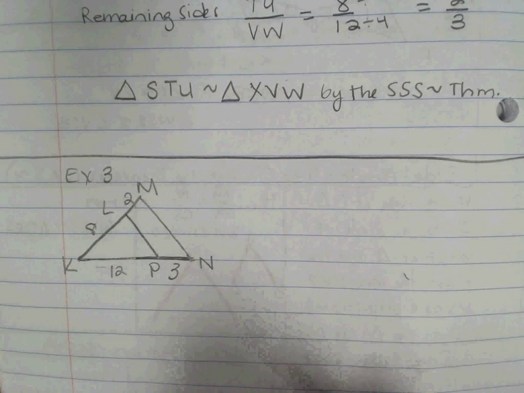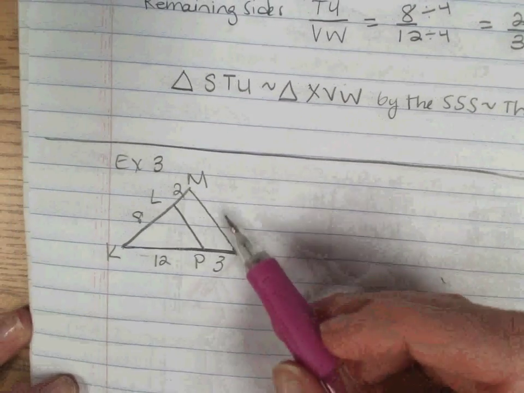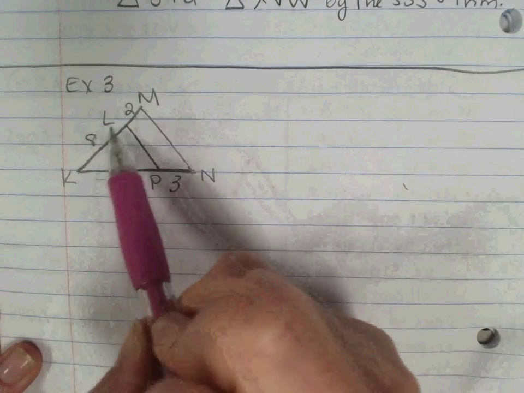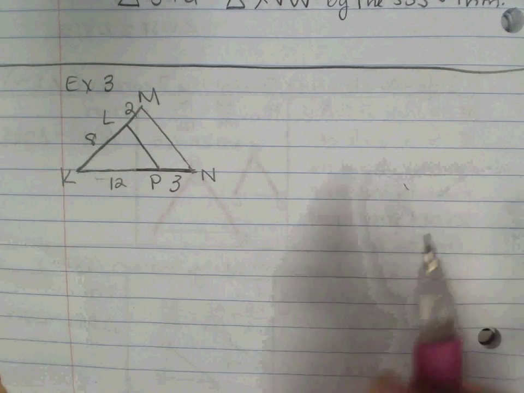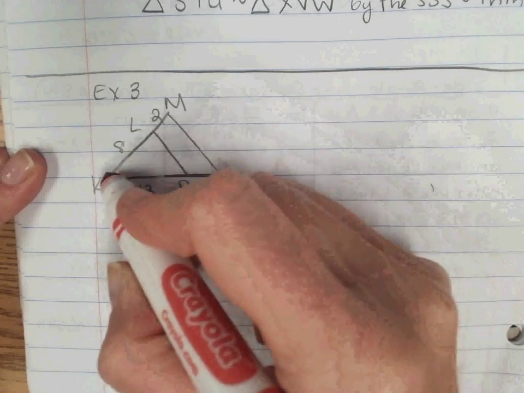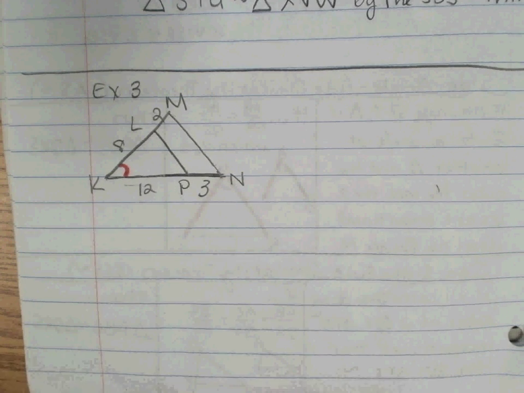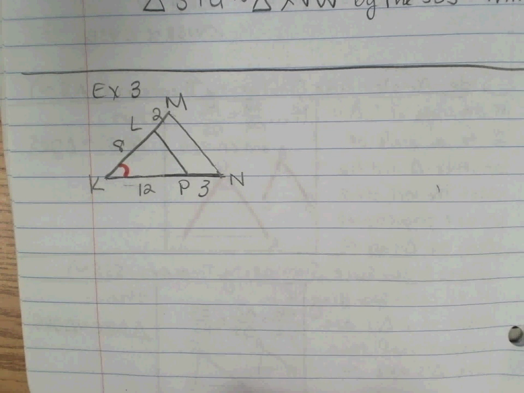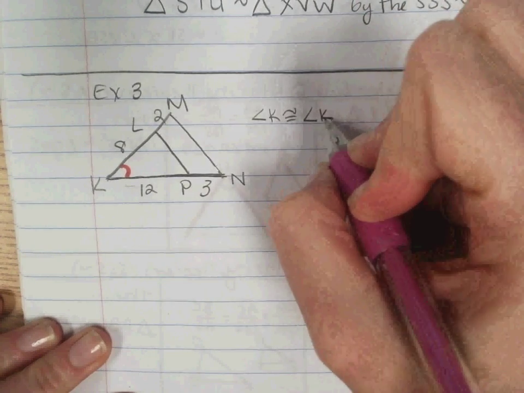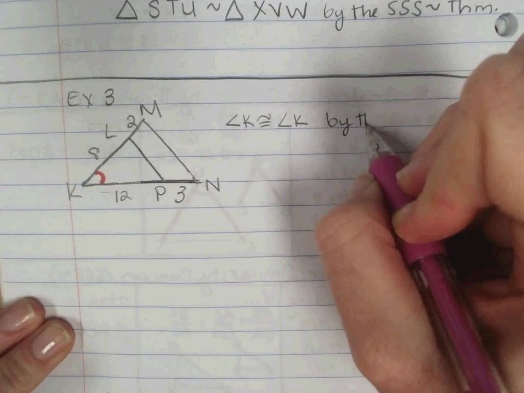Now for example 3, so this is going to go to our side angle side similarity theorem. So this is where we get into the fact that many of these are like a puzzle. So you can see we've got some side lengths here, but there are no angles actually marked. But because these two triangles, that one inside the other, they share this common angle, that angle is congruent to itself. So we can say that angle K is congruent to angle K, which is kind of funny to say, but it helps us establish our similarity, and that's by the reflexive property.